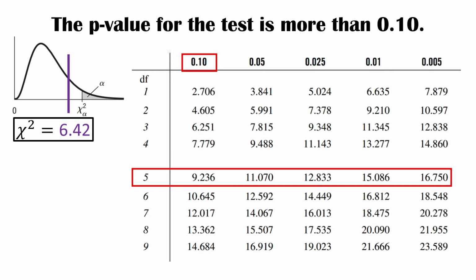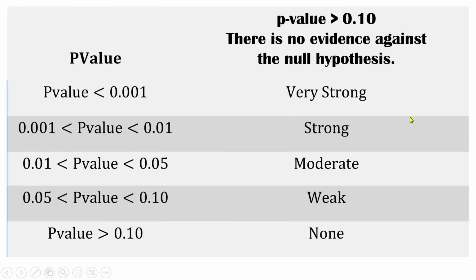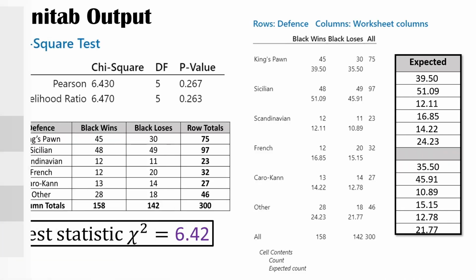And remember, of course, the bigger the p-value, the less evidence you have against the null hypothesis. So in this particular instance, the evidence against the null is, we're going to say it's none. It doesn't mean the null is true. It's just saying we haven't found any evidence to say it's not true.